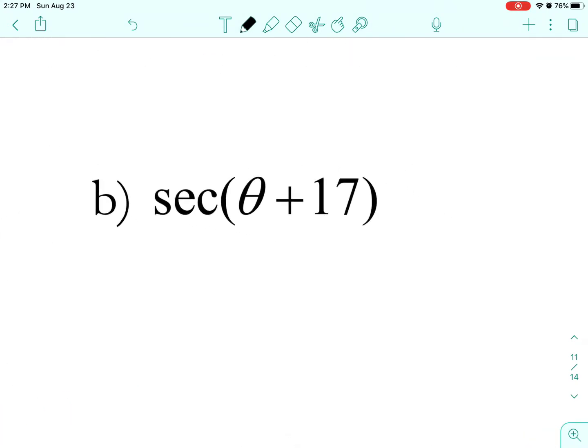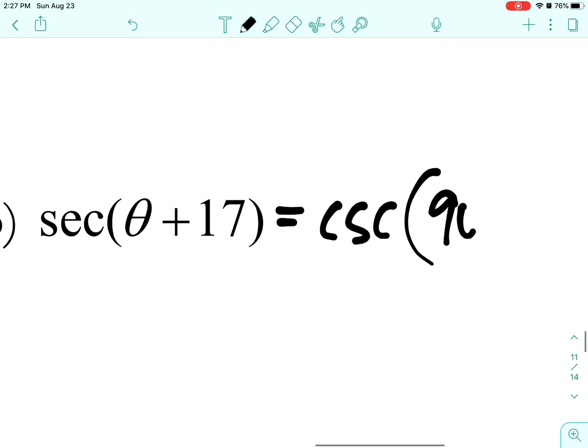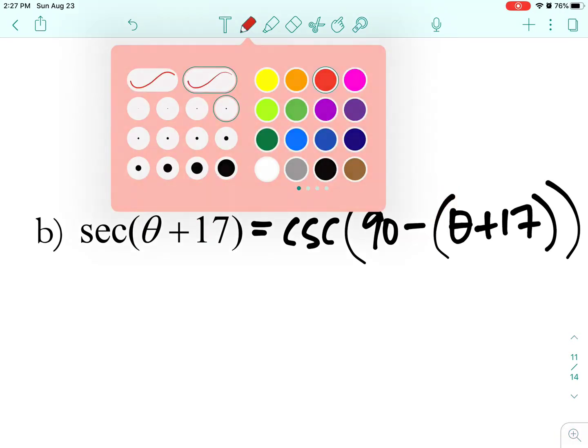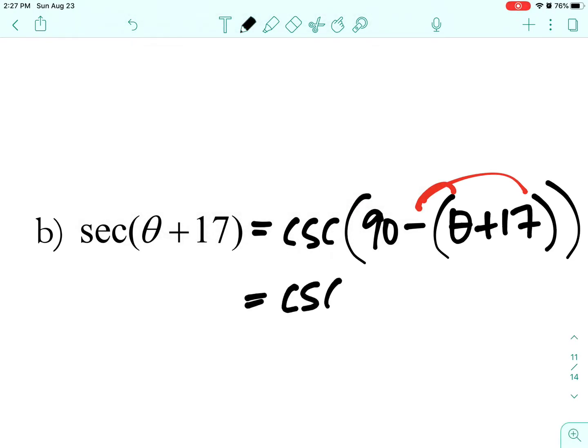So in terms of its cofunction, secant goes with cosecant. So I'm going to rewrite this as CSC of 90 minus, and then you do need parentheses here, theta plus 17. We are going to end up distributing that minus sign, but you always do 90 minus whatever this angle is. Since this angle is actually a binomial, we have to have minus and then parentheses here. And yes, I am going to distribute my minus sign. Secant and cosecant are cofunctions, since the co is added in front of the word secant. I get 90 minus theta minus 17.